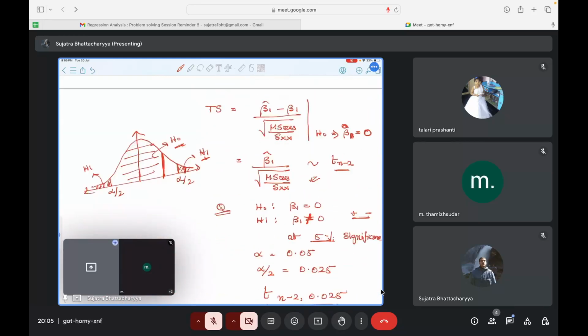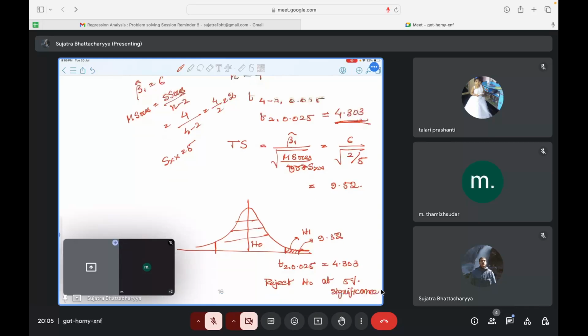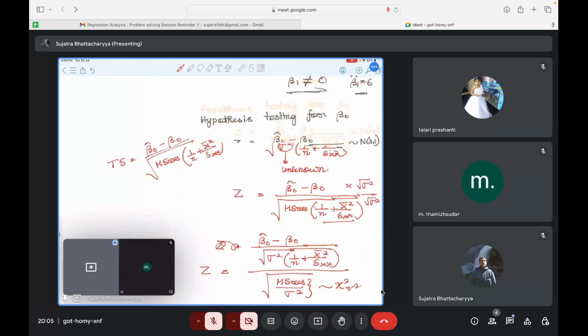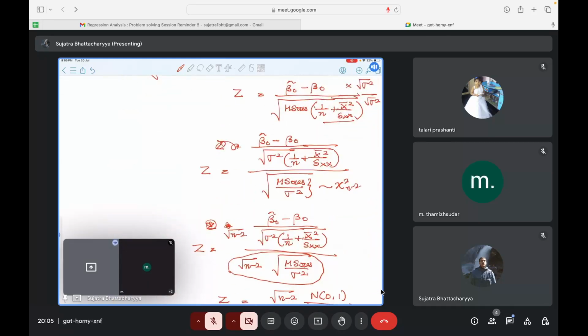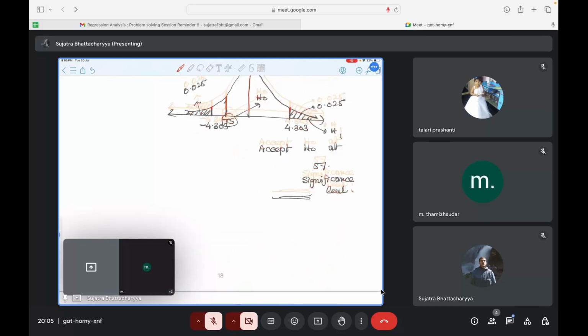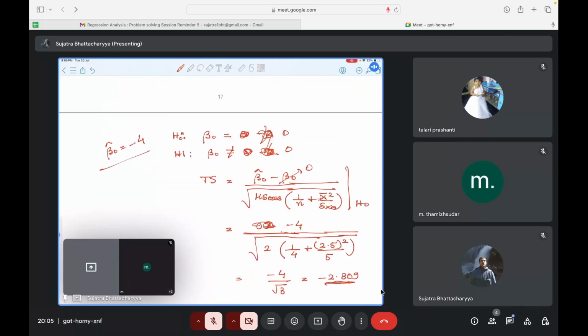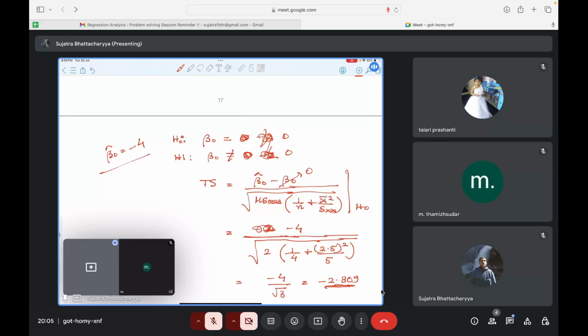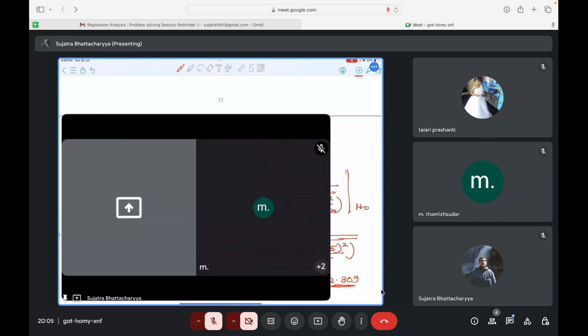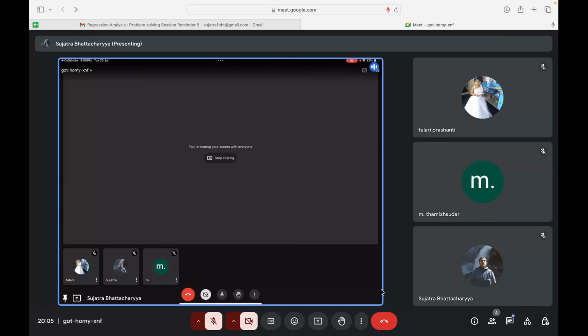And finally, yes, these are a couple of things, necessary modifications required to understand what causes this to be a t distribution from the normal distribution. So finally, we have seen it for beta naught and beta 1, the test statistics and the hypothesis testing. With this, I will end. Okay. So I will stop sharing here.